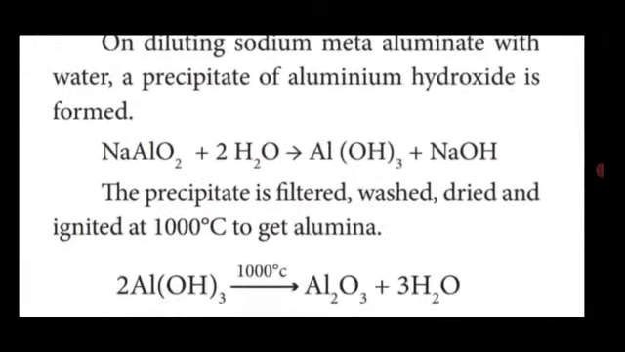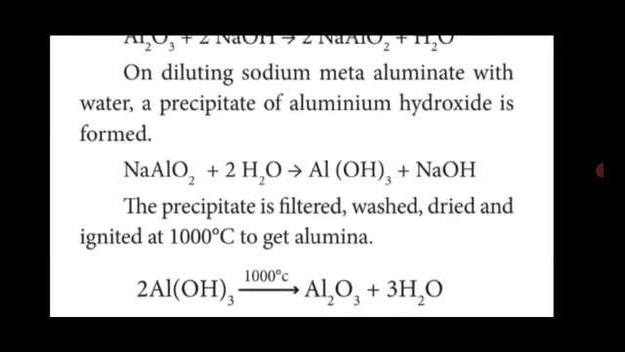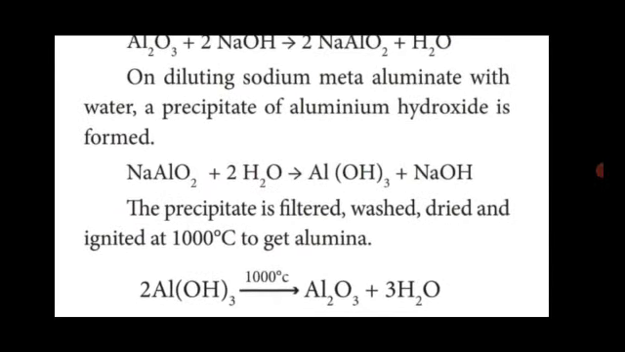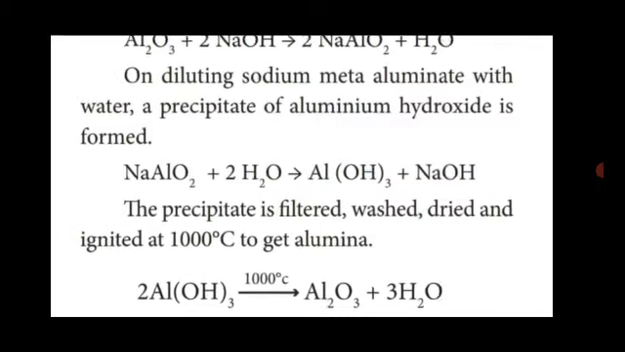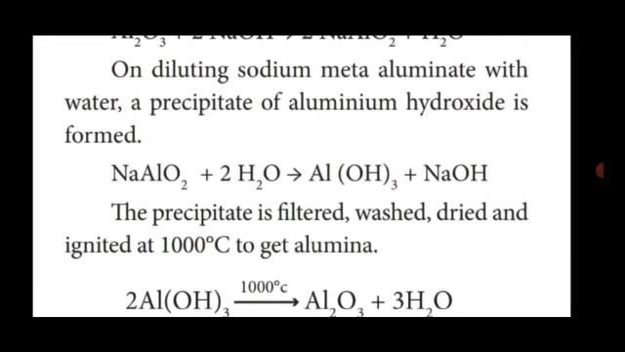Al2O3. Remove some water molecules. How many water molecules are removed? 3 moles of water, water formula H2O. So diluting sodium metaluminate with water forms a precipitate of aluminum hydroxide. What is the formula? Aluminum hydroxide, Al(OH)3.